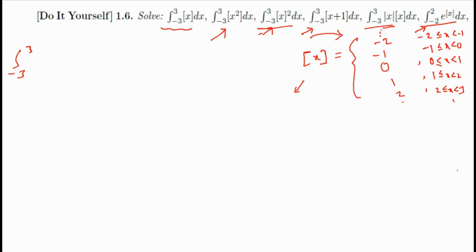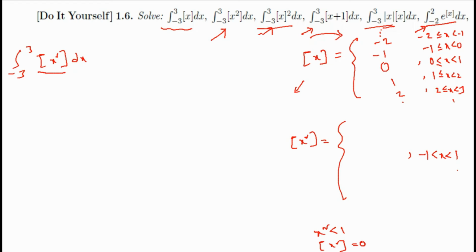Minus 3 to 3 box x square dx. Here you need to see when this box x square function changes its values. So let's see box x square. If you take the value, say minus 1 less than x less than 1, then you will find x square is less than 1. So box x square is equal to 0. So here this is equal to 0.